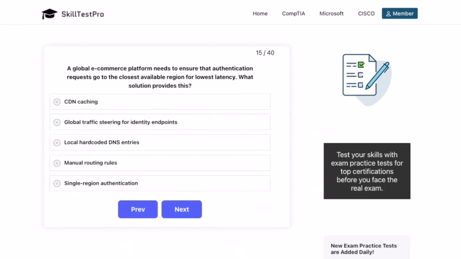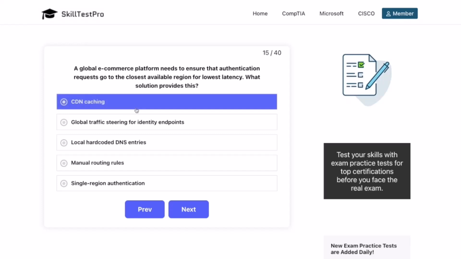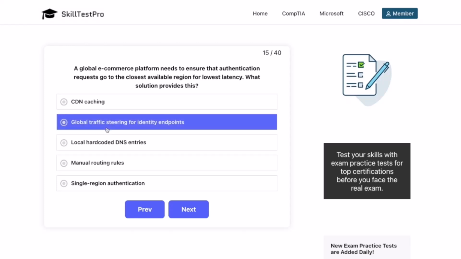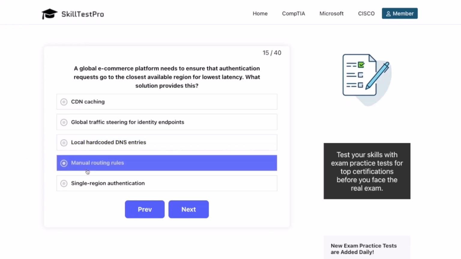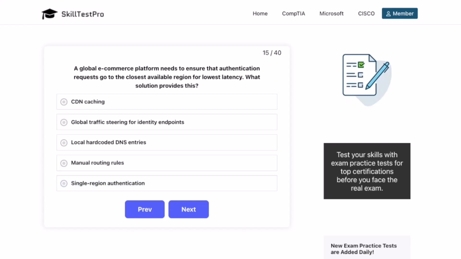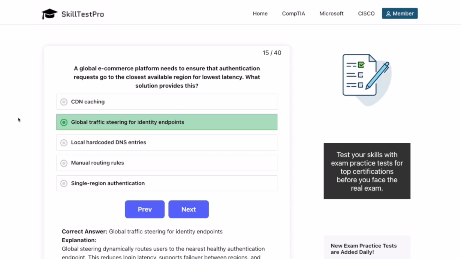All right, question 15. A global e-commerce platform needs to ensure that authentication requests go to the closest available region for lowest latency. What solution provides this? CDN caching? Global traffic steering for identity endpoints? Local hard-coded DNS entries? Manual routing rules? Or single region authentication? Correct answer is global traffic steering for identity endpoints.